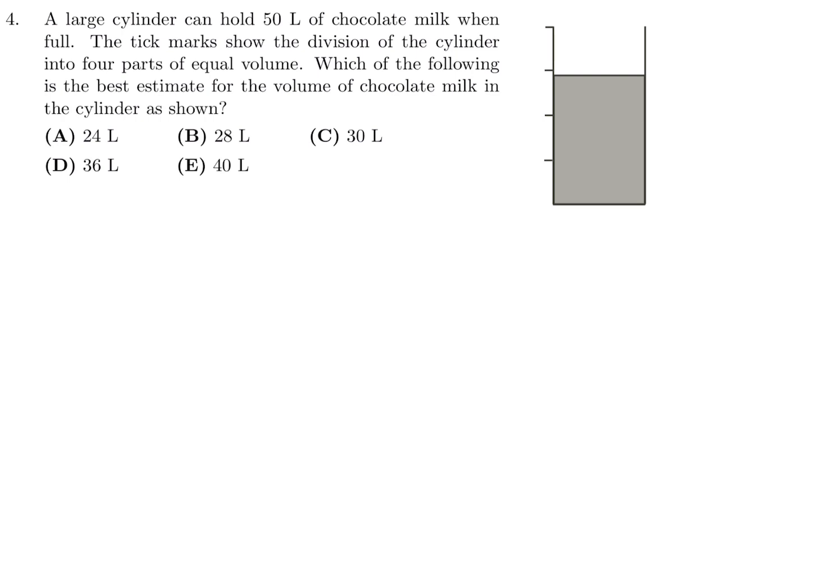A large cylinder can hold 50 liters of chocolate milk when full. The tick marks show the division of the cylinder into 4 parts of equal volume. Which of the following is the best estimate for the volume of chocolate milk in the cylinder as shown? 50 is the full capacity divided into 4 equal parts, so this will be 12.5, 25, and 37.5. So it's right below 37.5, so which of these answer choices is right below 37.5? And this would be the best selection. Number 4 is therefore D.